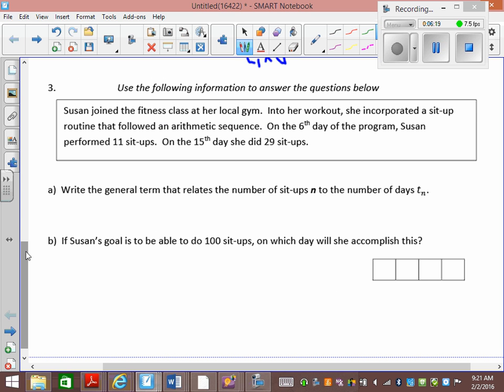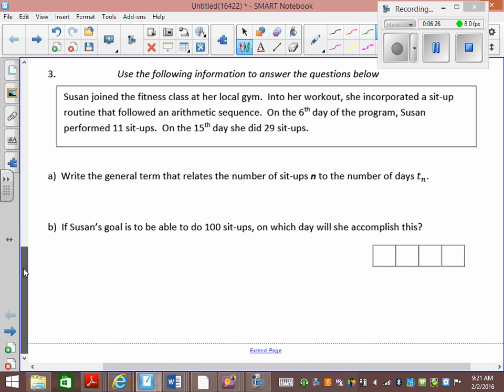Then let's look at this one. Susan joined the fitness class at her local gym. Into her workout, she incorporated a sit-up routine that followed an arithmetic sequence. On the 6th day, so whenever they give me days like this, I draw out my sequence, okay? So 1, 2, 3, 4, 5, 6 days, so T6, there was 11. And then on 15, so 7, 8, 9, 10, 11, 12, 13, 14, 15, T15, there was 29.